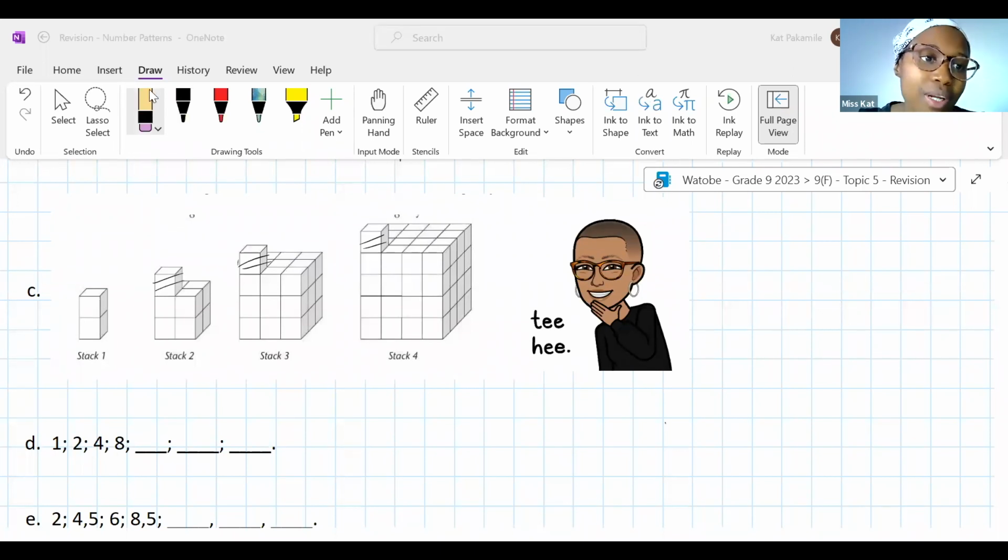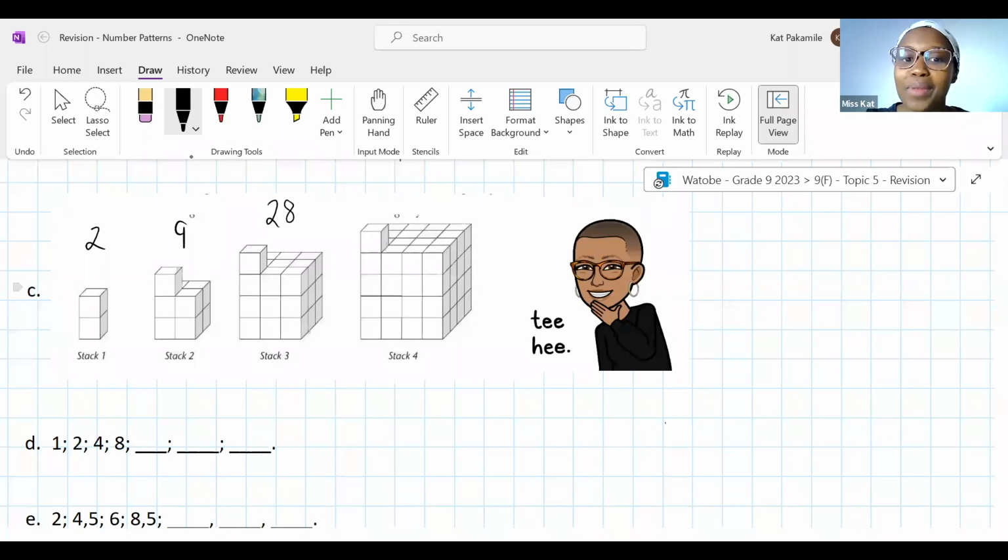If I were you, I would write down how many cubes are in each stack. So for the first one, there's 2. For this one, there's 1, 2, 3, 4, 5, 6, 7, 8, 9. For this one, there's 27, 28. I don't know that.